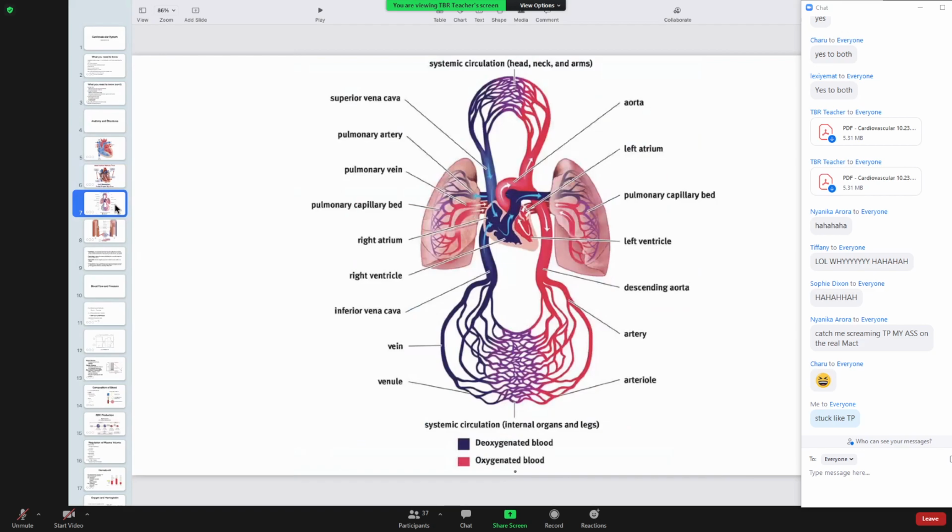Okay. So we do have 2 different types of circulation. You have systemic circulation and pulmonic circulation. Pulmonic circulation is between the heart and the lungs. Systemic circulation is between the heart and everything else. And so you need to know basically the path which blood travels.